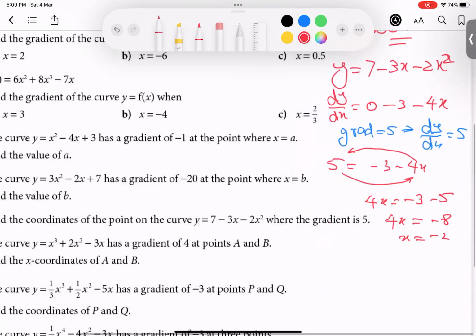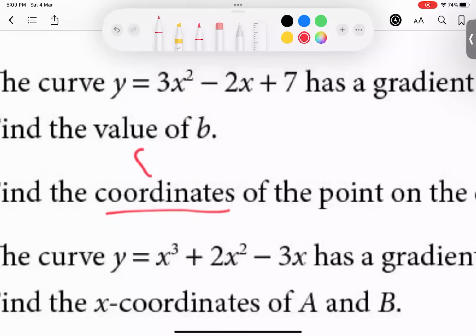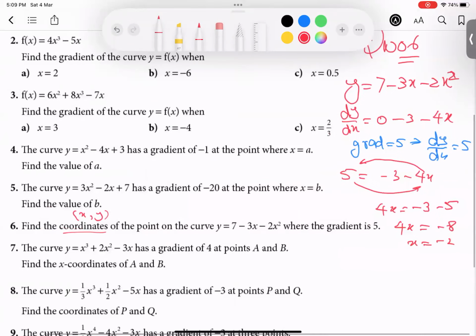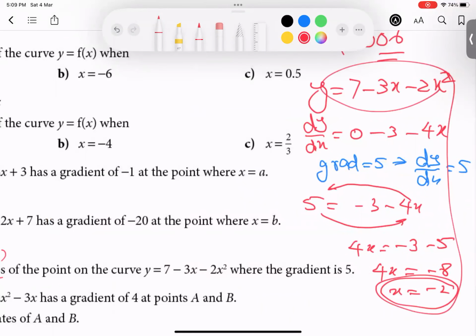But what was the question asking? Coordinates of the point. What do coordinates mean, my students? Coordinates mean the x value and y together. So we got x only, but we need y. So not a hard job. This x value, you plug into the original question, and it will give us the y coordinate.